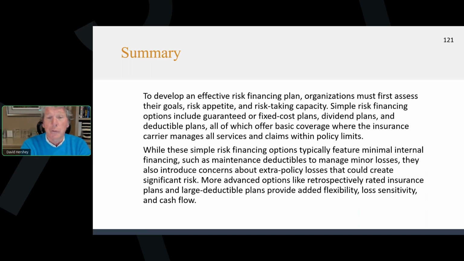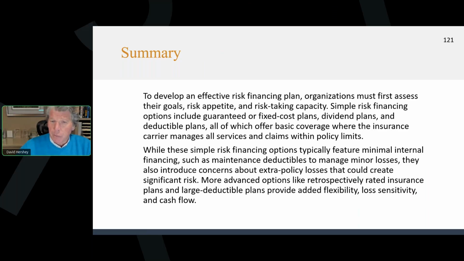Okay, but at least my experience has been, it's all driven by the number. Simple risk financing options include guaranteed cost or fixed cost plans, dividend plans, and deductible plans, all of which offer basic coverage where the insurance carrier manages all services within the policy limits. While these simple risk financing options typically feature minimal internal financing, such as maintenance deductibles to manage minor losses, they also introduce concerns about extra policy losses that could create significant risk.